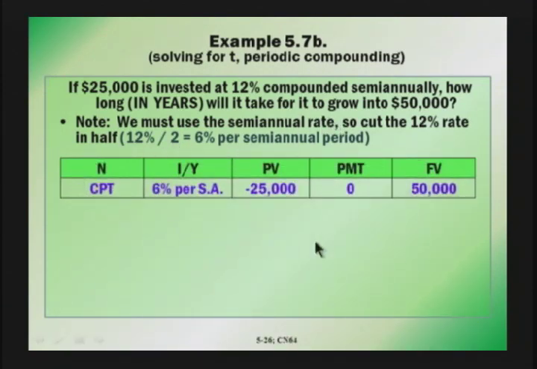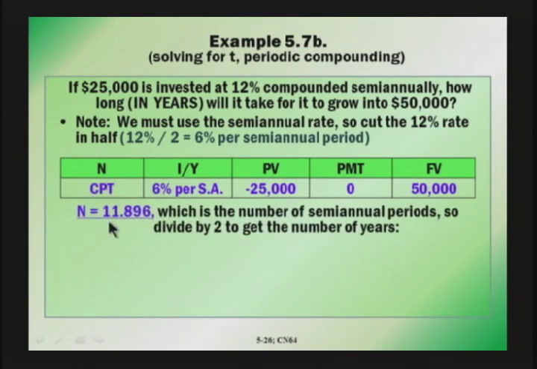Second, clear TVM to clear out the time value of money and put in that $25,000 negative present value and the $50,000 positive future value. 6% is your semi-annual interest rate, so 6% IY. Now, since I'm working on a semi-annual basis, I'm going to be calculating the number of semi-annual periods here. Since I put in a semi-annual interest rate, when I compute N, it will be the number of semi-annual periods.